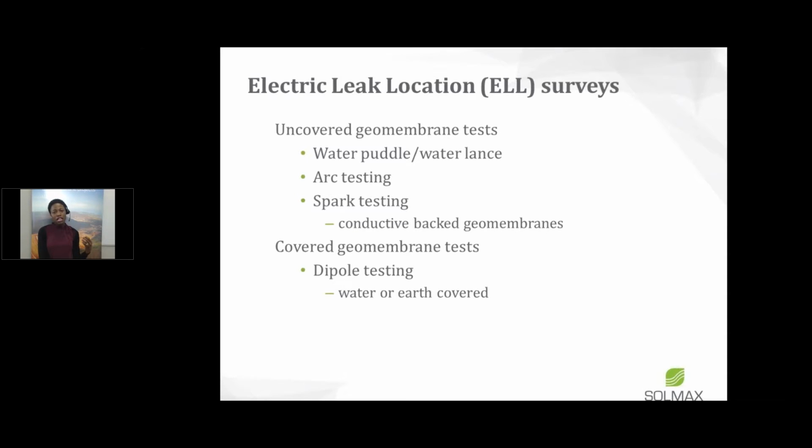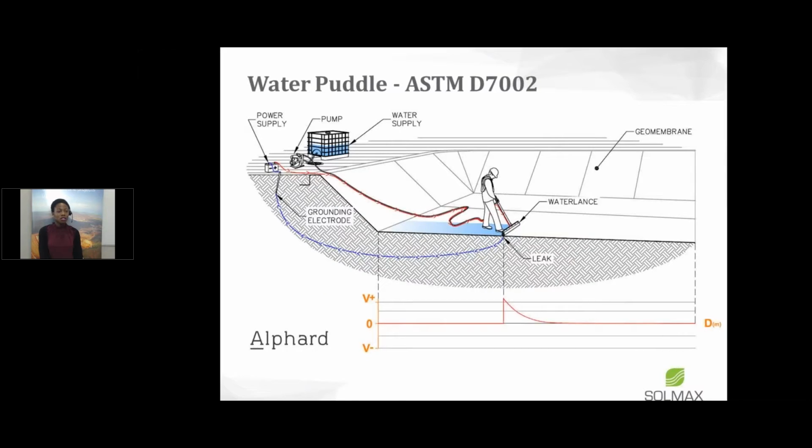The water puddle test involves spraying water onto the surface of the geomembrane through a water lance device, and then applying direct voltage to that water to charge it up to create a conductive surface over the geomembrane. And then if there's a leak in the system, the current flows from the water through a conductive subgrade to a grounding electrode that's just outside of the geomembrane area.